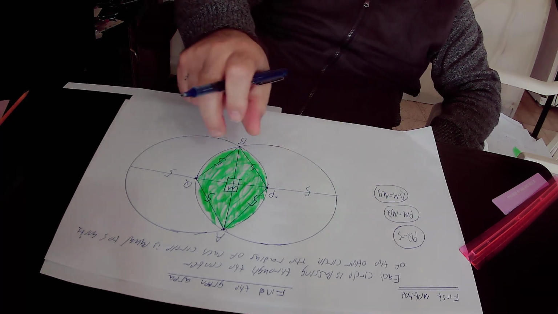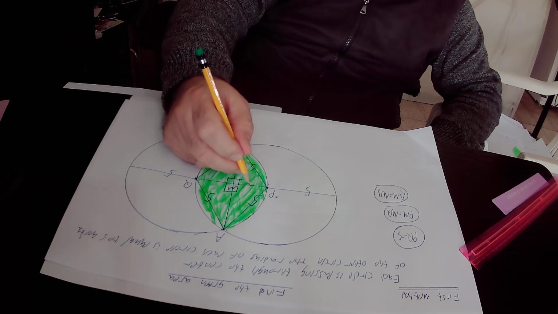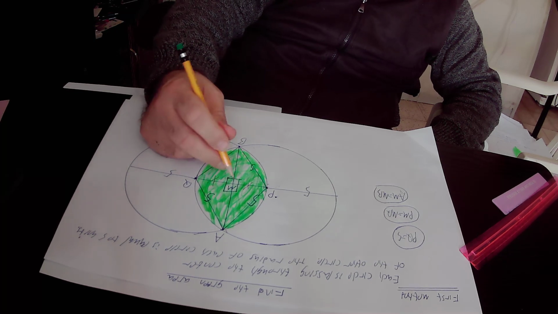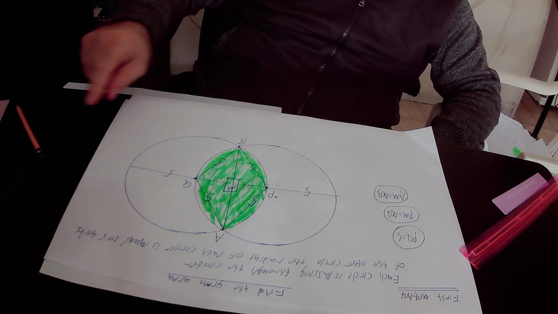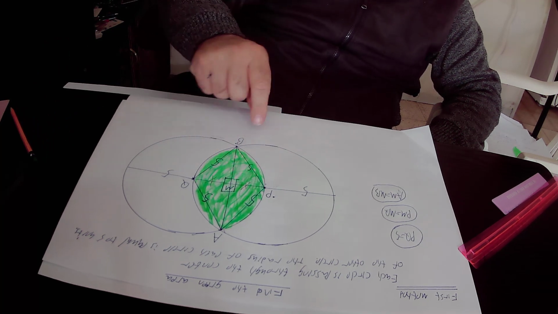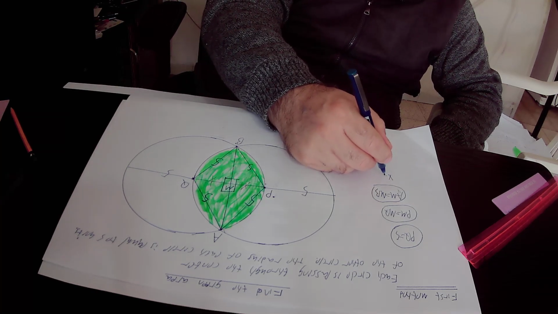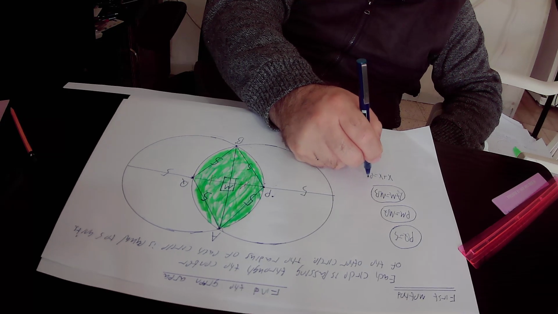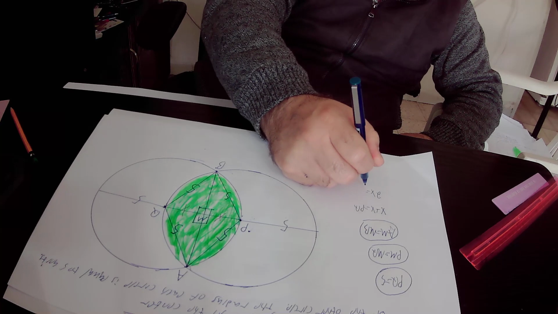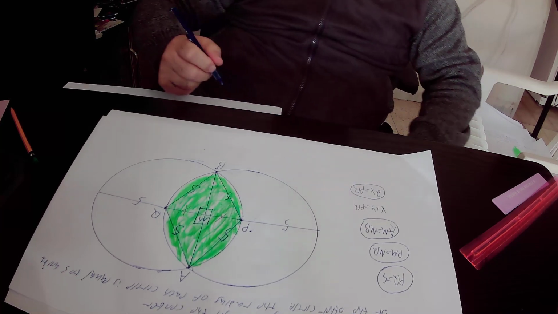So we know that PM equals MQ. So if we define PM as X, then MQ will also be equal to X because they are equal to each other. So PQ equals X plus X. X plus X is 2X, and 2X equals PQ.